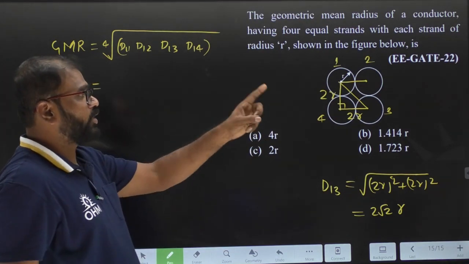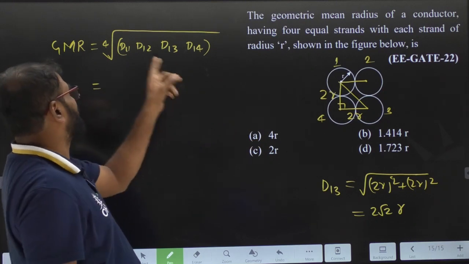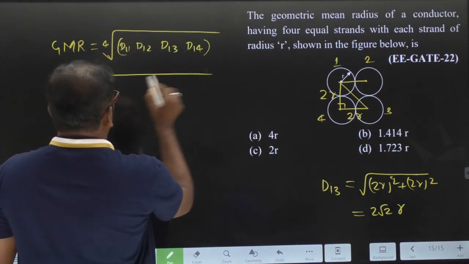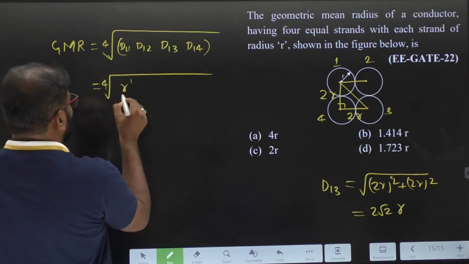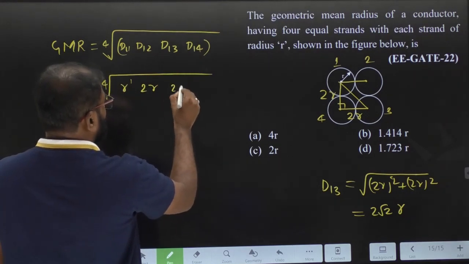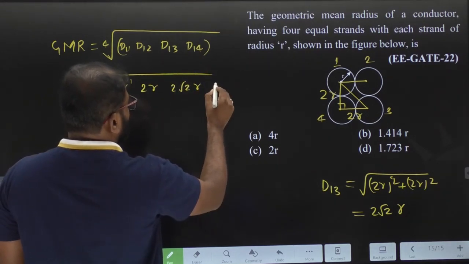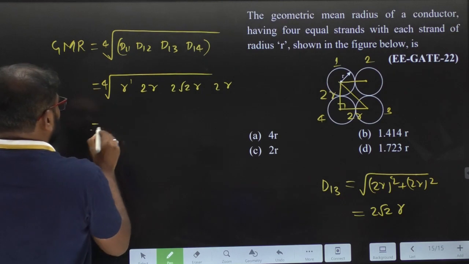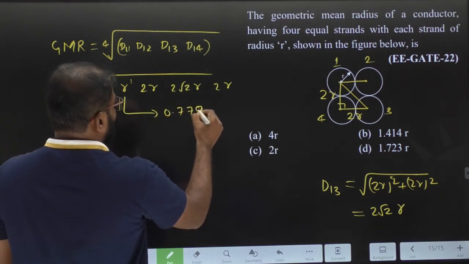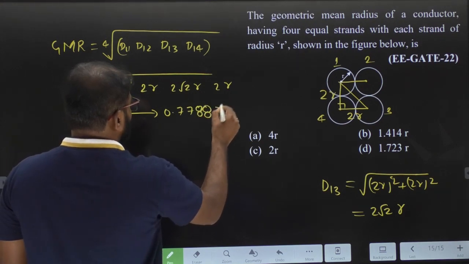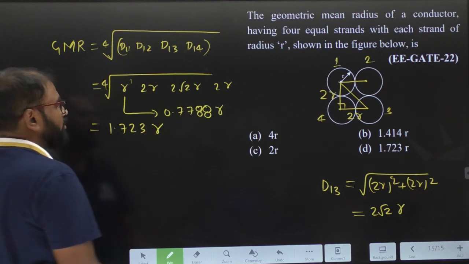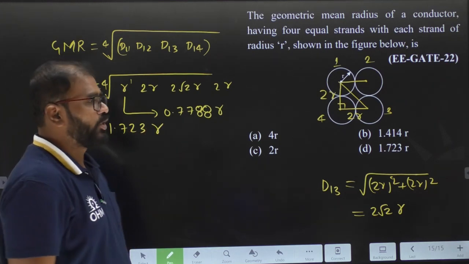But you can cross verify by writing with respect to conductor 2, conductor 3 and conductor 4. Total 16 terms and 16th root. Now, 4th root of D11 means R dash. What about D12? 2R. The 1 to 2 distance, D13 is 2 root 2 R, D14 again 2 R. What is R dash, by the way? 0.7788 R. You know this. Now if you solve this, I get 1.723 R. You can verify. We get 1.723 R.